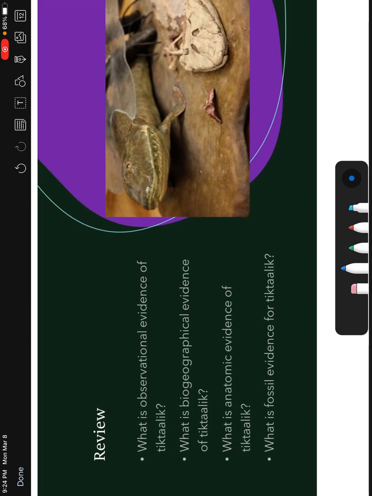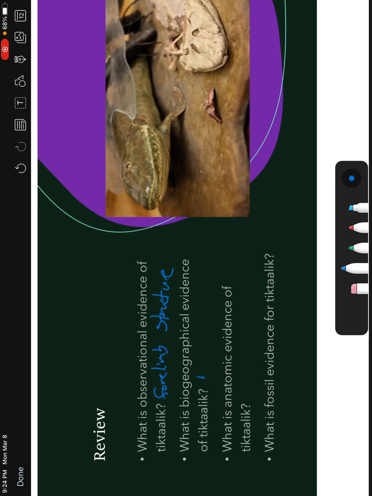Alright, so observational evidence for Tiktaalik could be how his forelimb structure developed, as an adaptation. So his arms essentially, or how his fins developed into arms. This would be an adaptation that progressed through time.